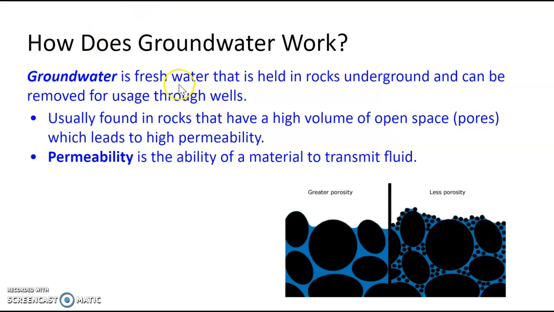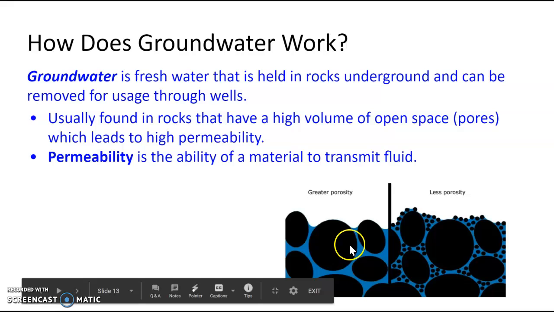Groundwater is fresh water that's held in rocks underground and can be removed for usage through wells. So you dig down until you get to the water table, and at the water table you can access groundwater. So you dig into the groundwater a little bit. And usually we can find groundwater in rocks that have a high volume of open space. And so they have lots of pores, which means they have high permeability. So greater porosity, so large pores, and a lot of permeability. So that makes it really easy for the water to get in there and move around.